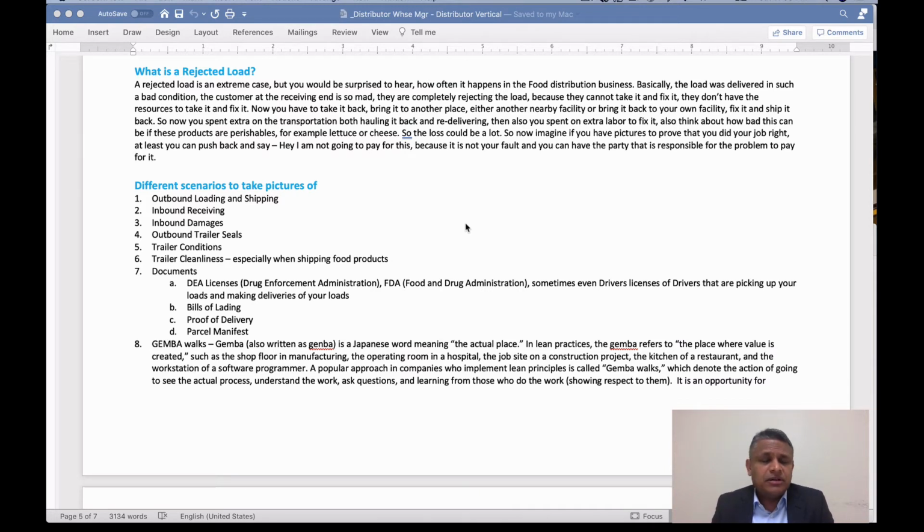And if you think about it, if it's a perishable product, right, lettuce or cheese, the loss could be a lot. So having the pictures enables you to show that you did your job right. You can push back and say, hey, I'm not going to pay for this because it's not our fault, and you can have the party that's responsible for the problem pay for it, right?